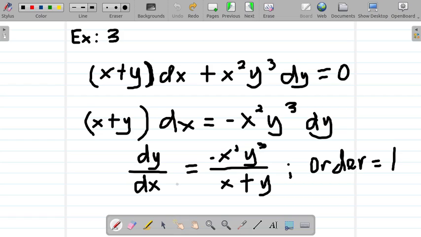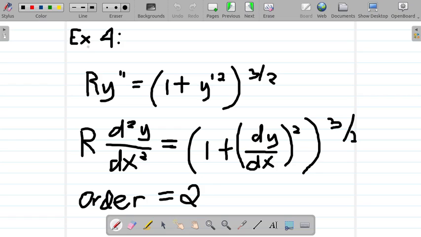So, mahimo na siyang dy over dx is equals to negative x squared times y cubed over x plus y, which is ang highest order of derivative is dy over dx, or order is equals to 1.